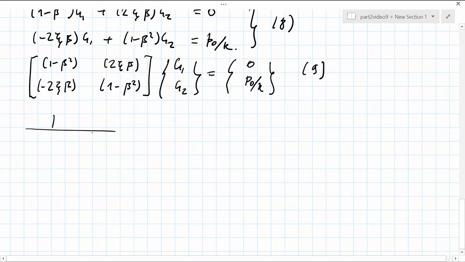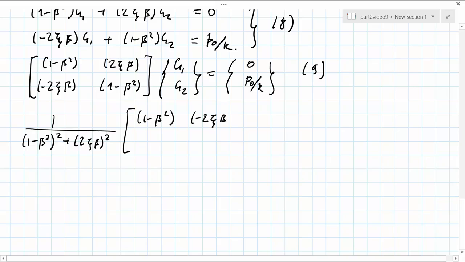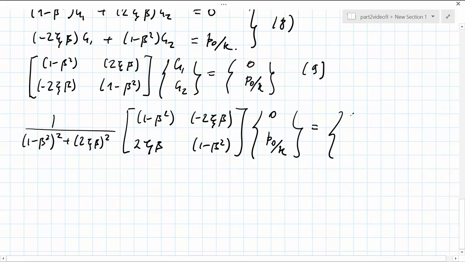So we multiply the adjoint matrix by the determinant to have 1 minus beta squared all squared plus 2 times zeta beta all squared, times the matrix 1 minus beta squared, minus 2 zeta beta, 2 zeta beta, and 1 minus beta squared, times this column vector, giving solutions for G1 and G2.